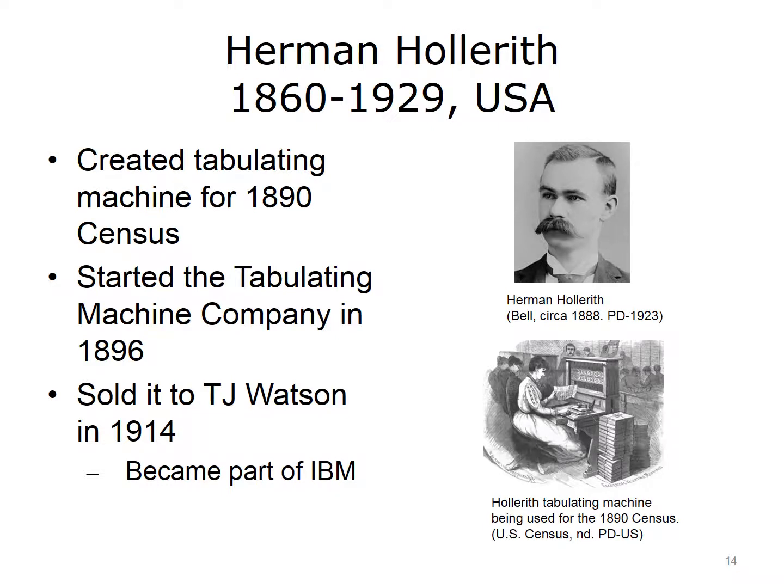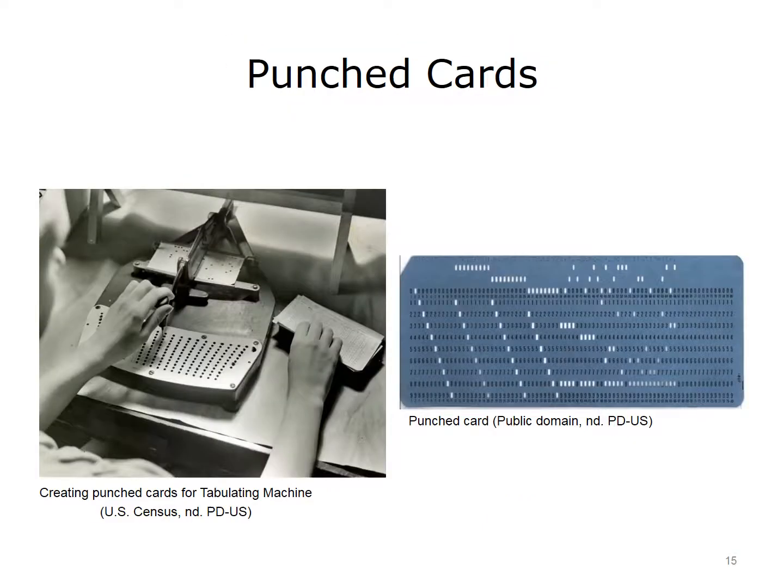IBM manufactured and marketed a wide variety of business machines and added the Hollerith card equipment to its line of products. Like the analytical machine, the tabulating machine used punched cards for input. These punched cards could be used to program the machine, but could also be used for inputting data into the machine.